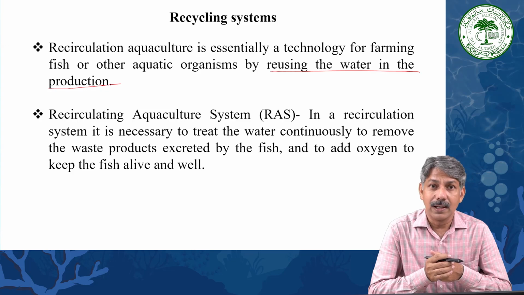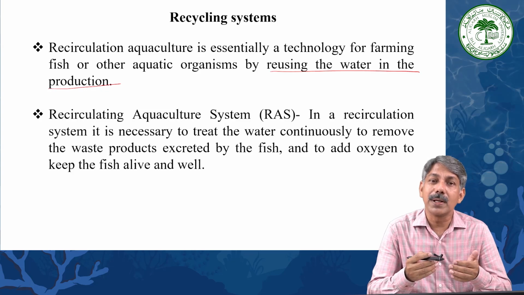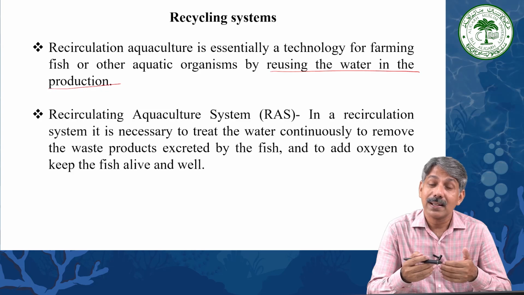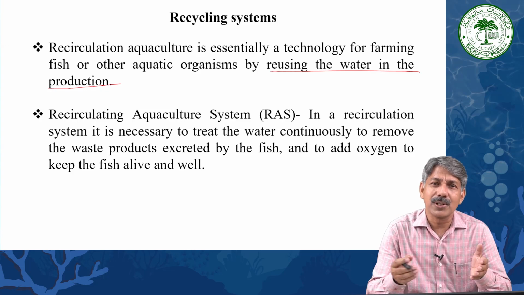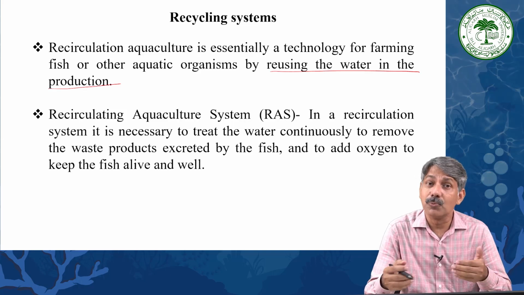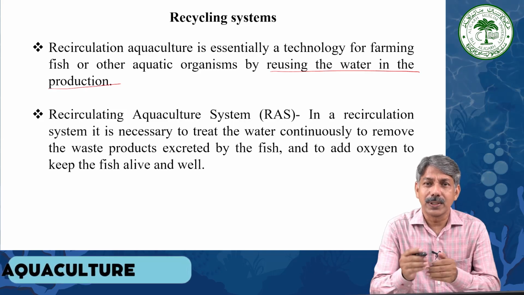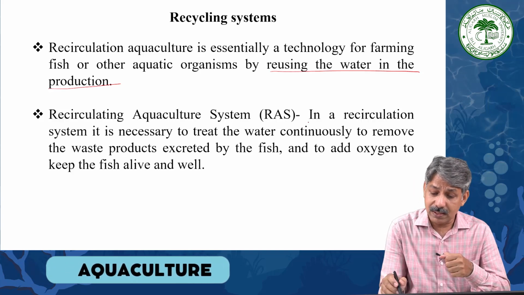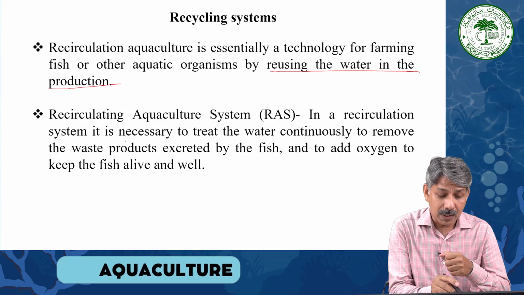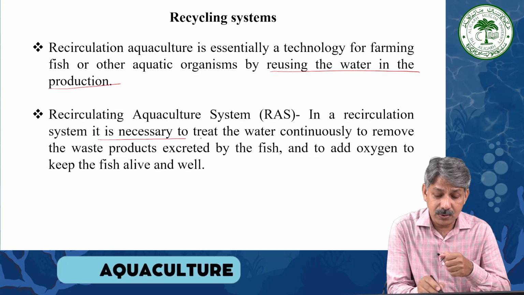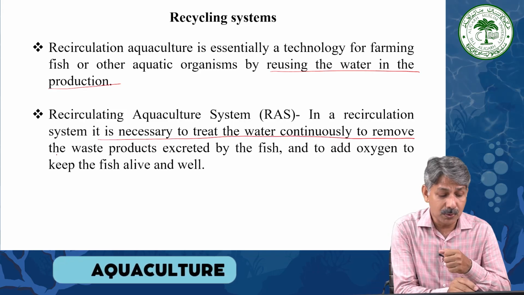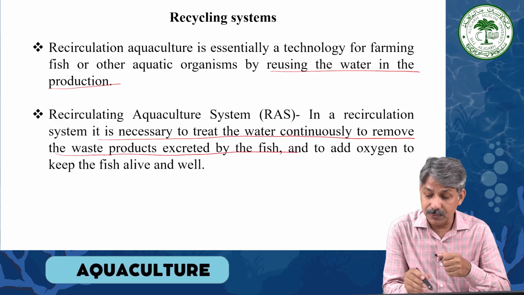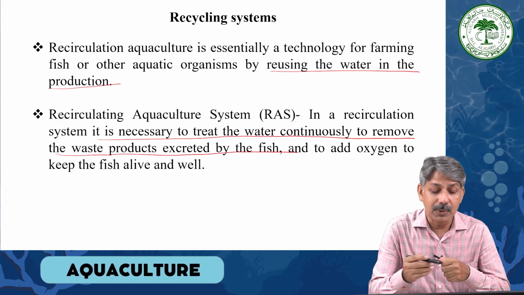In many cases, maybe even up to 99% can be utilized. On an average, we can say that about 90% or more of the same water can be utilized, adopting appropriate methods. In a recirculatory aquaculture system, it is necessary to treat the water continuously to remove the waste product excreted by the fish and to add oxygen to keep the fish alive and well.